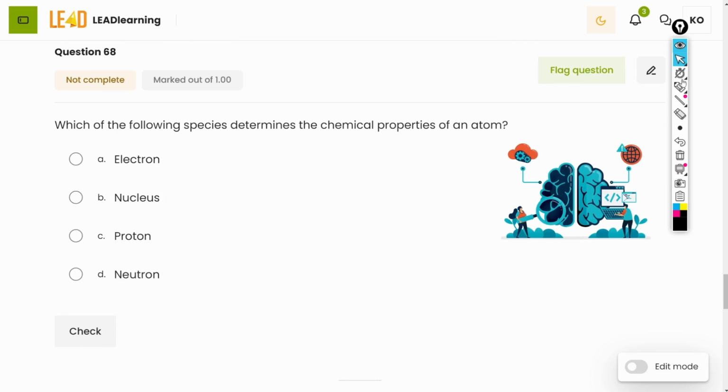Question 68. Which of the following species determines the chemical properties of an atom? The neutron contributes to the mass of the atom. The proton determines the identity of the atom. The nucleus is where the proton and the neutron are housed. The electron determines the chemical properties of an atom. Not just the electron, but the valence electrons, that is the electrons in the outermost shell. So looking at these options, our viable answer is the option A.